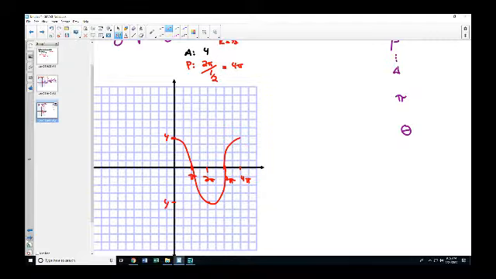It's not a parabola. Again, this is 4 cosine theta over 2. That's it. I'm sorry.